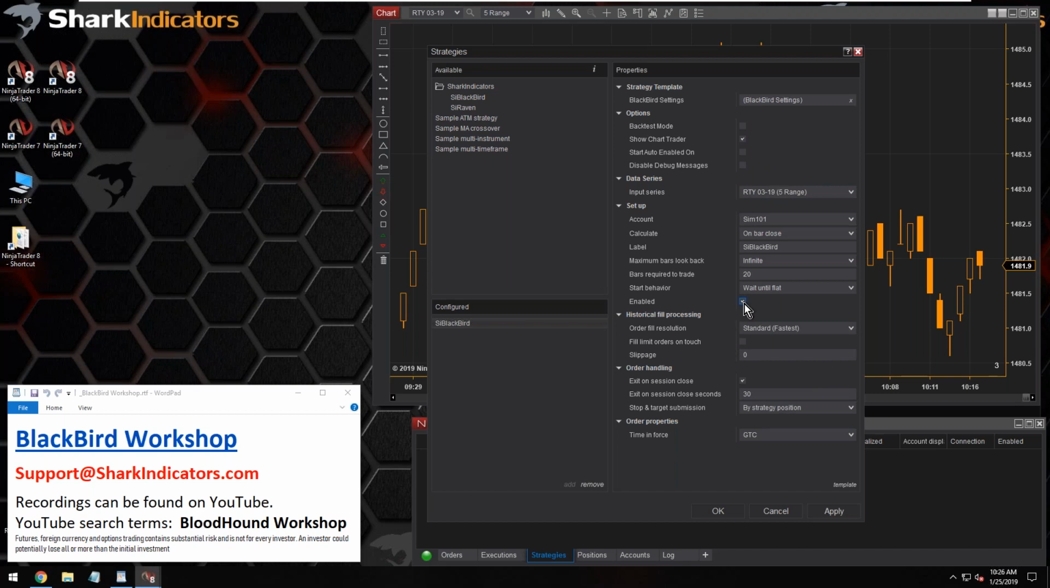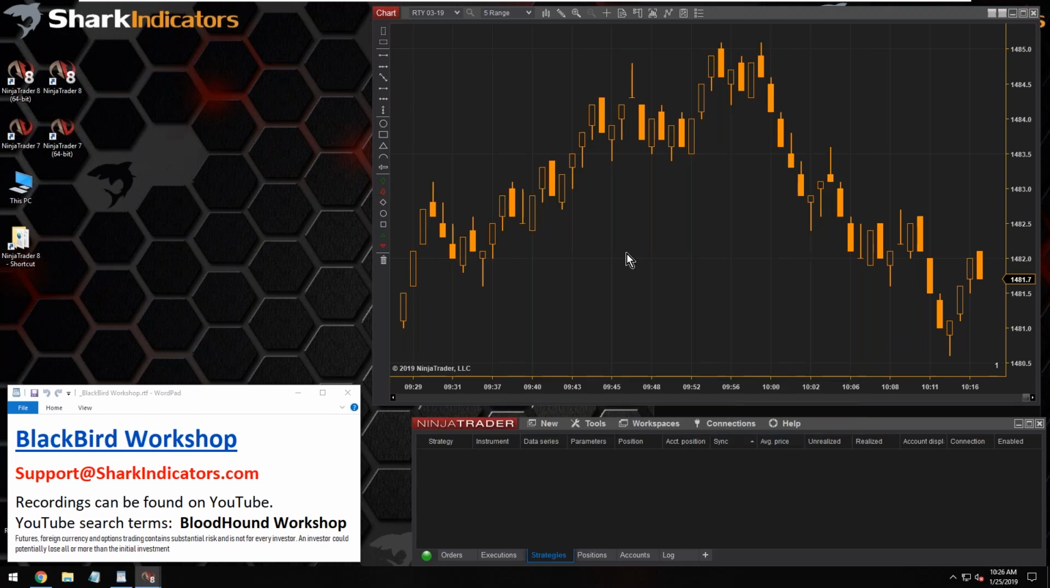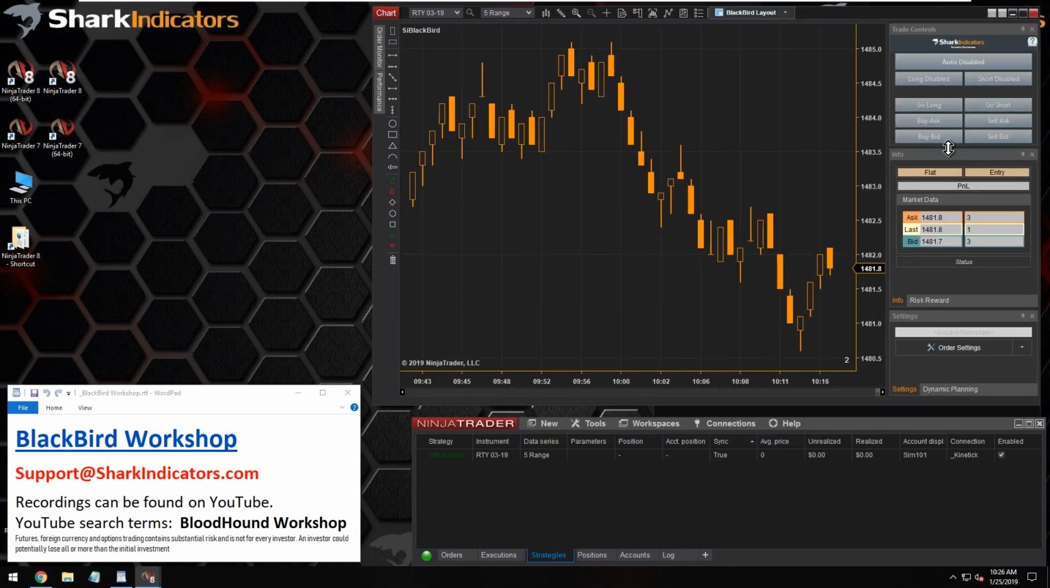That's the one unique setting that all strategies have, the enabled option here. If you don't enable it, then the strategy won't run. It'll be placed on your chart, but it won't be active. It'll be sitting idle in the background. Give Blackbird a moment to load up its menus.